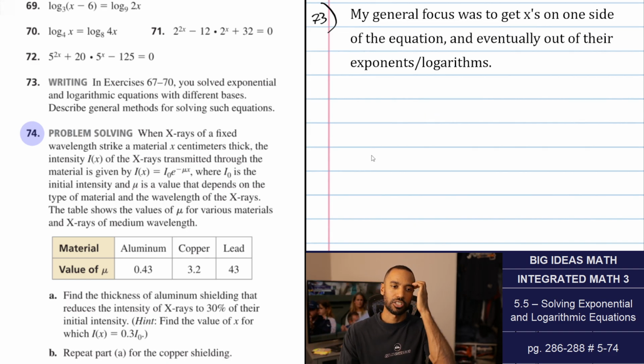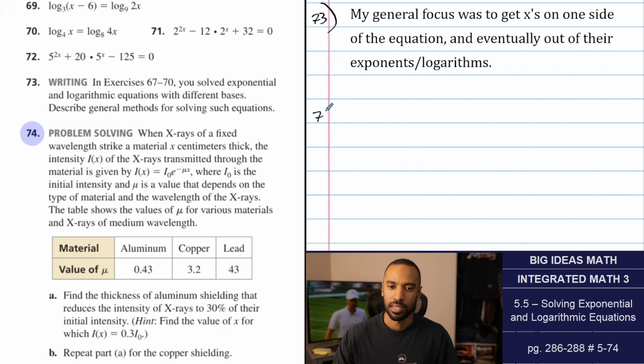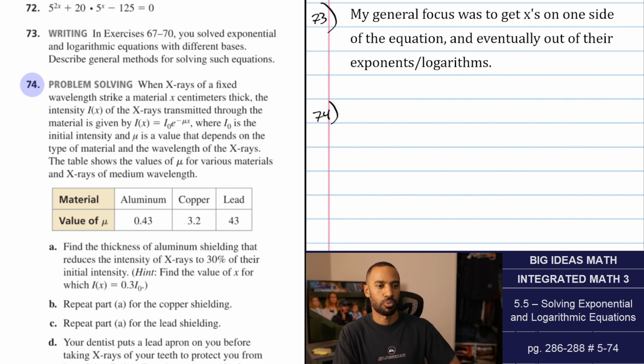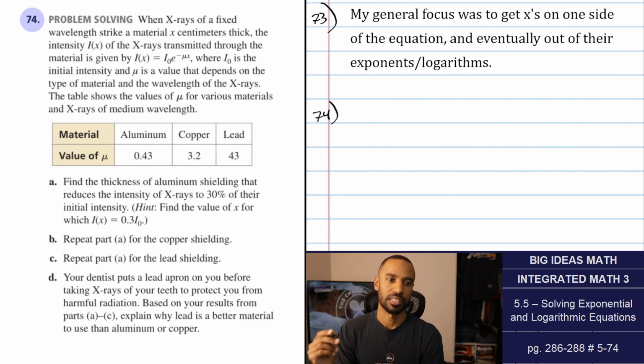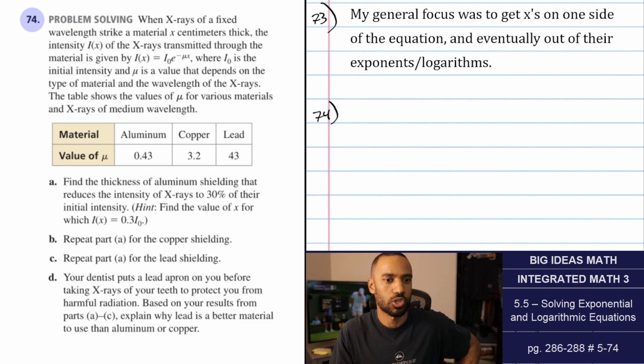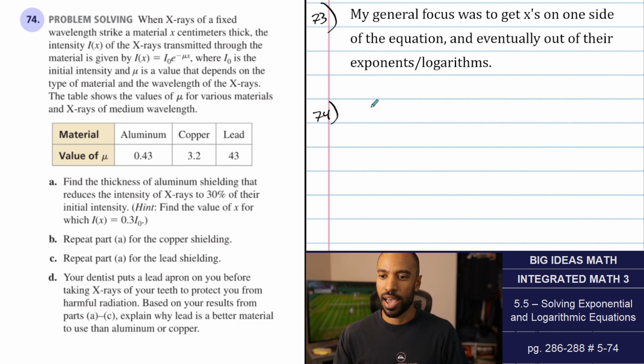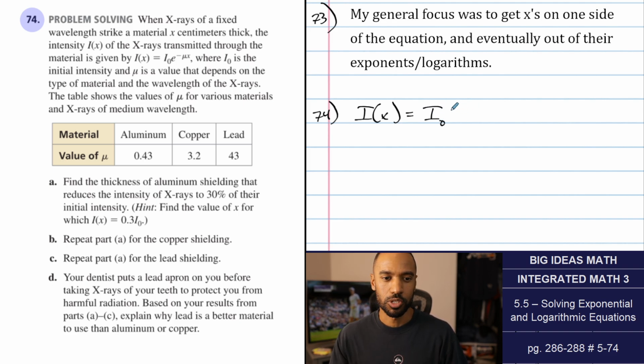Number 74, last question. When x-rays, how long have we gone? Oh, yeesh. Getting near 3 hours. When x-rays of a fixed wavelength strike a material x centimeters thick, the intensity I of x of the x-rays transmitted through the material is given by I of x equals, whoa, look at this equation, this got me standing up. This got my thing. First of all, there's a subscript, there's the e, and there's mu.